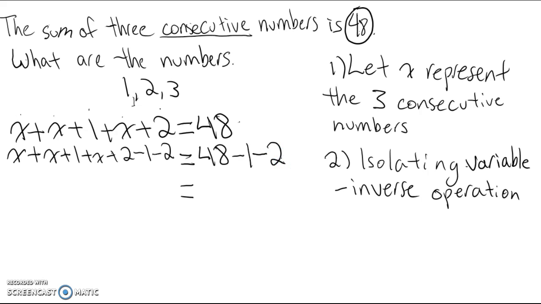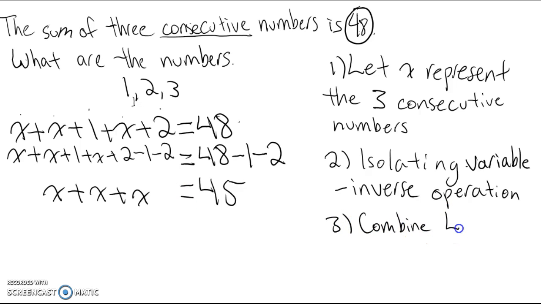Now, this is basically going to look like x plus x plus x equals 45. Now, we try to combine like terms. That's our third rule. Combine like terms. Third rule right here. Now, we drop the 45 down past the equal sign.